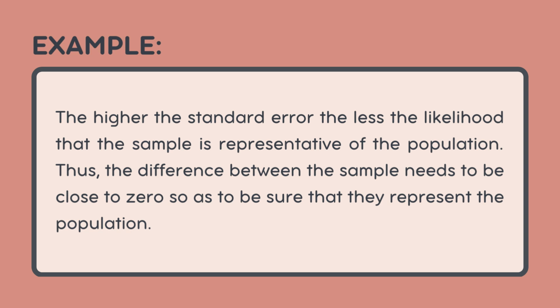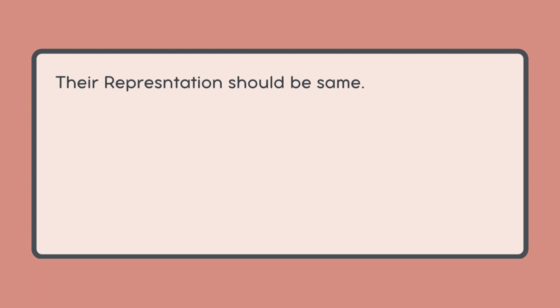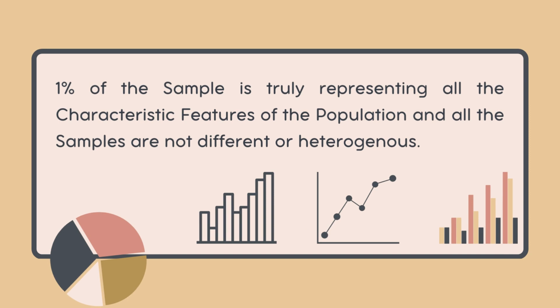What does it mean? It means that if the 10 researchers are drawing the 1% sample from the same population, their representation should be the same, their mean values, their standard deviation values and their other statistical parameters should be the same or most approximate, so that we can say that the 1% sample is truly representing all the characteristics and features of the population, and all the samples are not different or not heterogeneous.